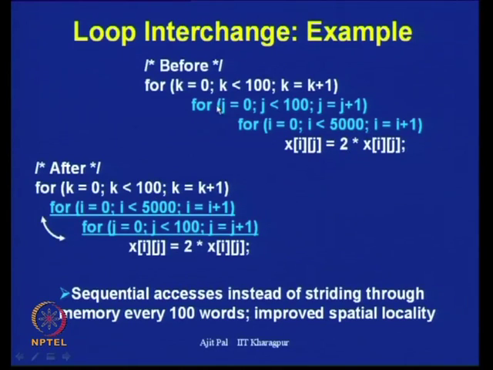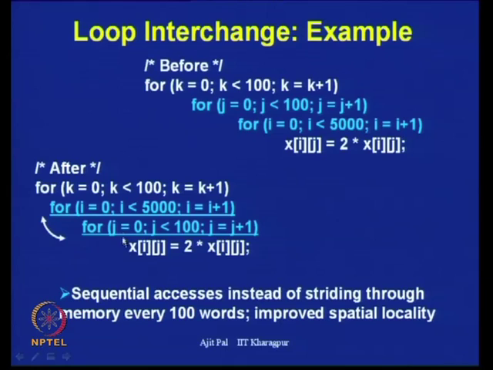Now, if you interchange i and j, with the outer loop remaining the same, k is equal to 0 to 100, then i is equal to 0 to 5000, and the inner loop j is equal to 0 to 100, with x[i][j] = 2 * x[i][j]. So you get sequential accesses instead of striding through memory every 100 words.